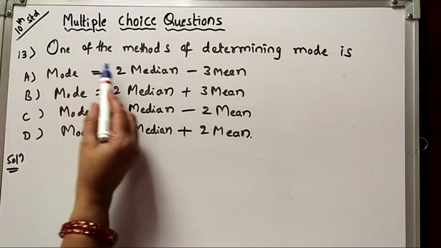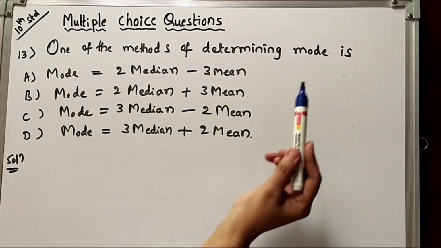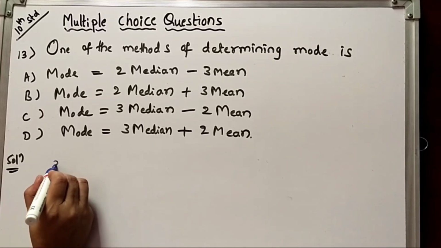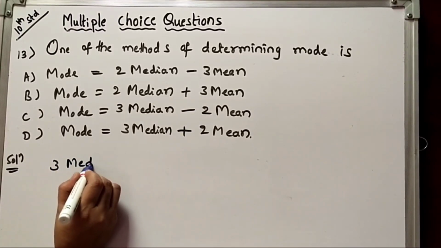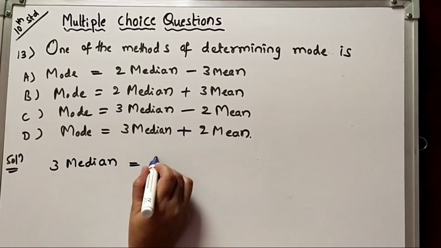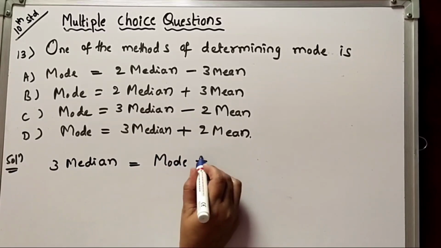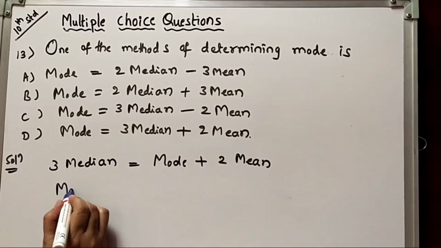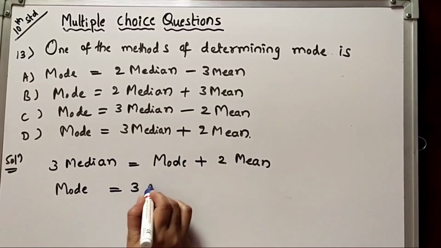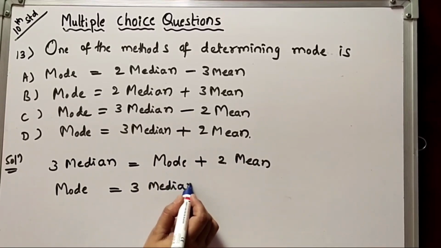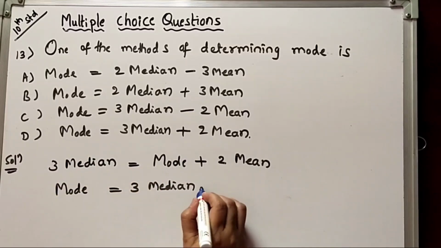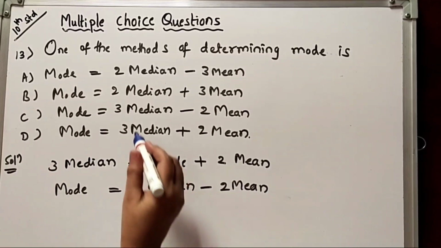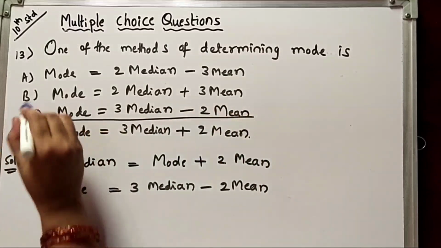Question number 13. One of the methods of determining mode is. The relation between mean, median and mode is 3 median is equal to mode plus 2 mean. But we want the mode now. So mode is equal to 3 median, and I am sending 2 mean to the LHS, so minus 2 mean. So the correct answer is C. This is the correct option.